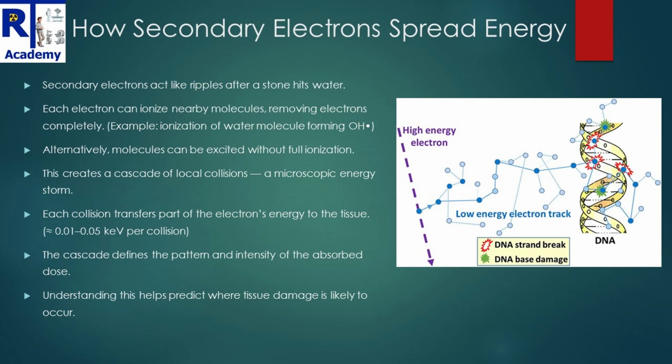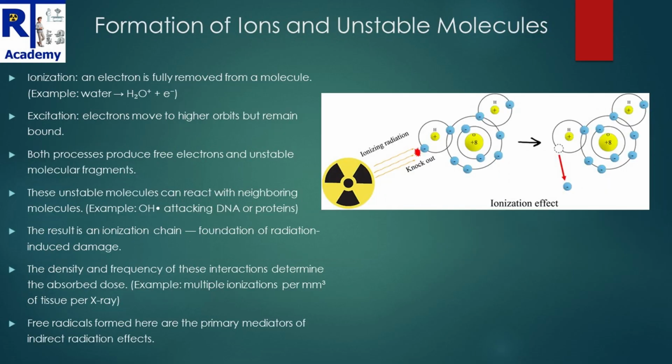Imagine throwing a small stone into water. At first, you only touch one point, but the waves spread outward from that point. Secondary electrons behave the same way. They start at one point and trigger a chain of collisions around them. Every time these electrons collide with another molecule, one of the following may happen.